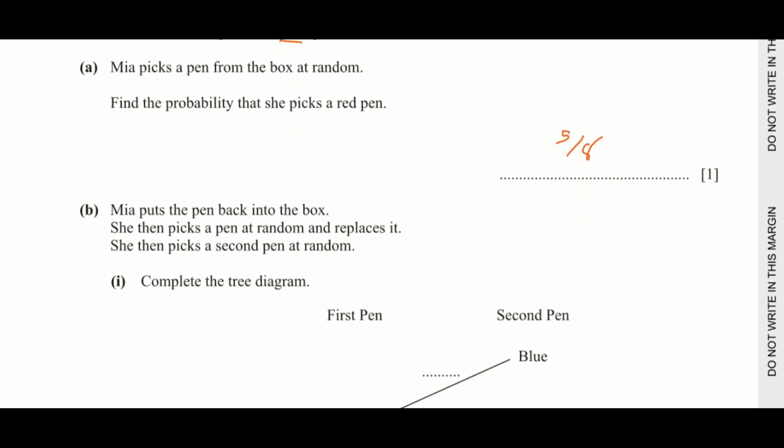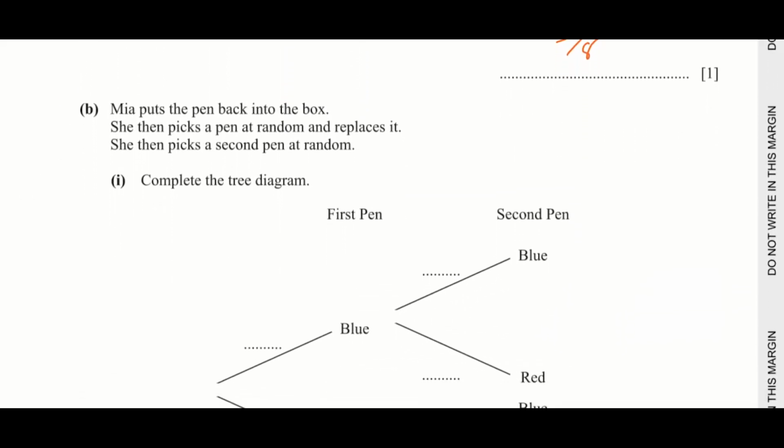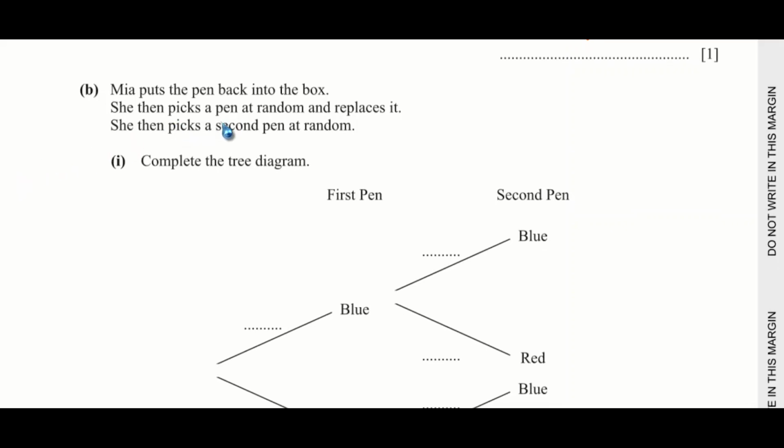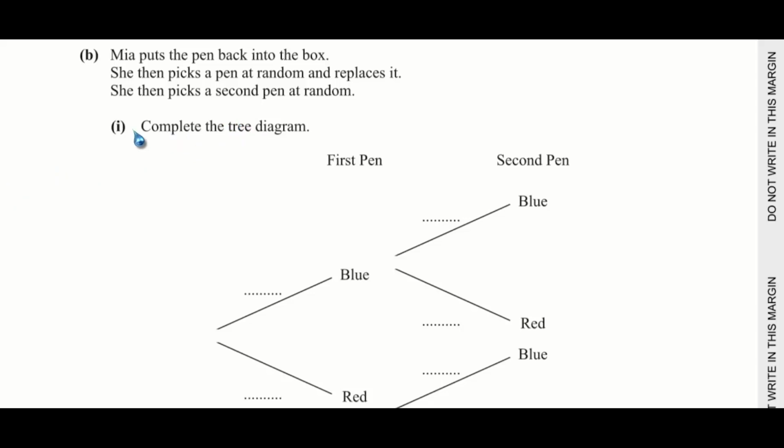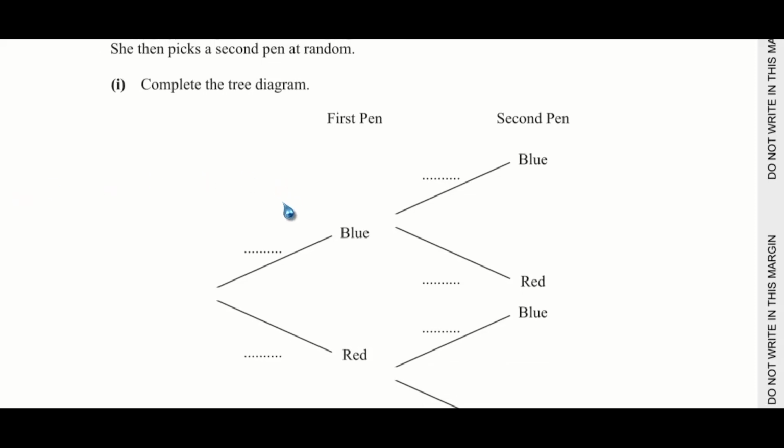Part B. Mia puts the pen back into the box. She then picks a pen at random and replaces it. Okay, so that is with replacement. She then picks a second pen at random. Complete the diagram. So for the first pen, blue will be 3 out of 8.